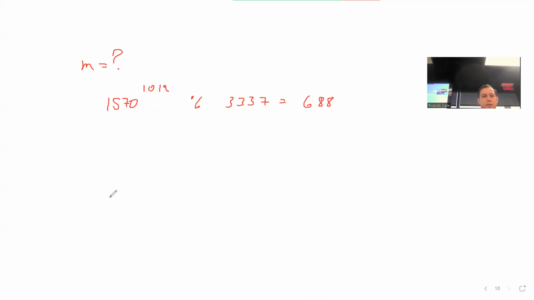So I'll let you guys fill in. I'll just do the last one, which is the same, actually. 1570 to the 1019 mod 3337 gives 688. Questions, observations, comments?